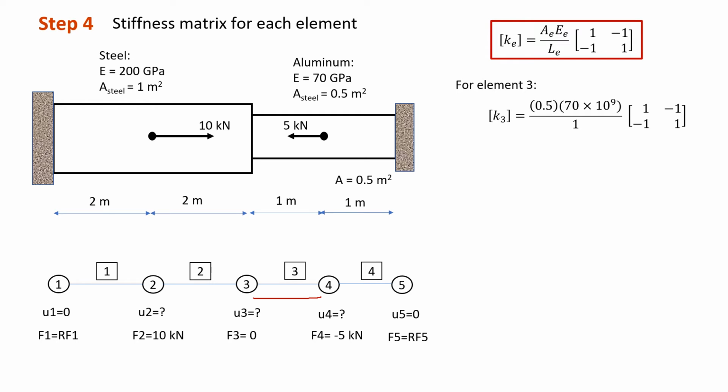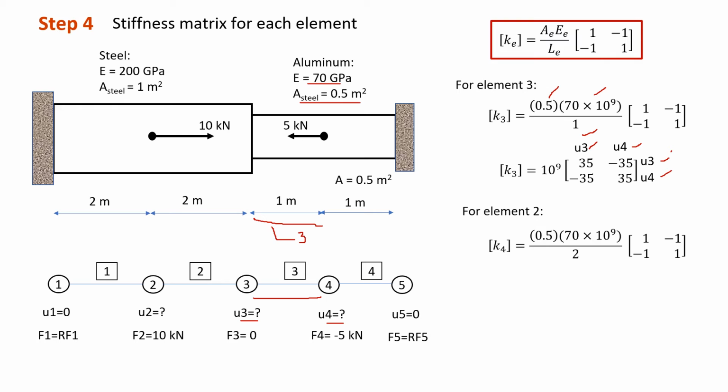While for element 3, by referring to this figure, it shows that element 3 is already in the second bar, which is aluminium. So for element 3, the E is 70, A equals 0.5, and the L is 1 meter. So we replace into this equation A 0.5, E 70, and L equal to 1, and we obtain the value 35. And note down that element 3 is between U3 and U4. So you have U3, U4, U3, U4.